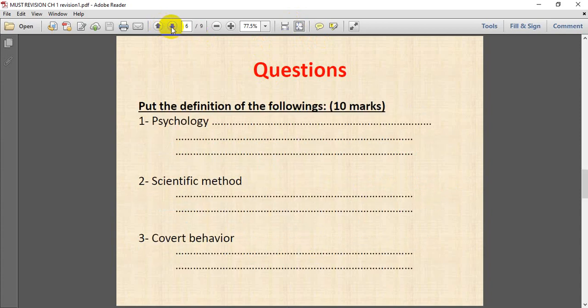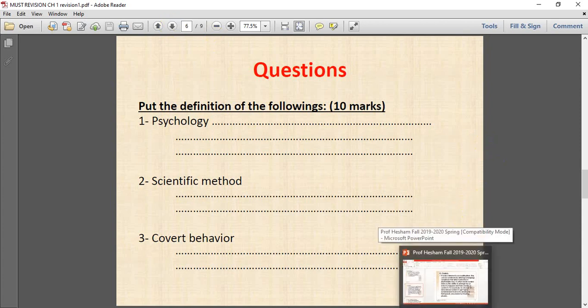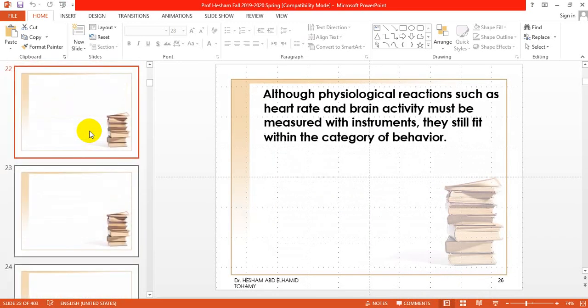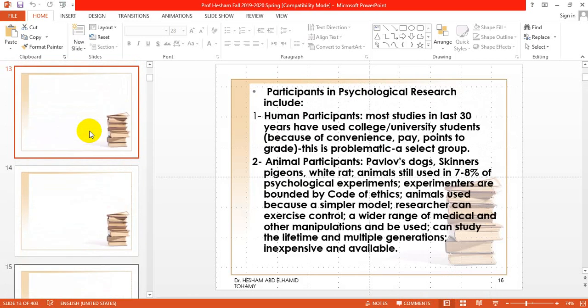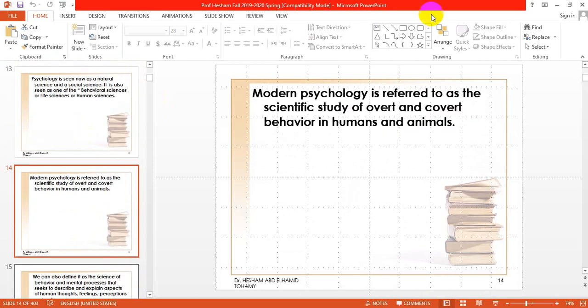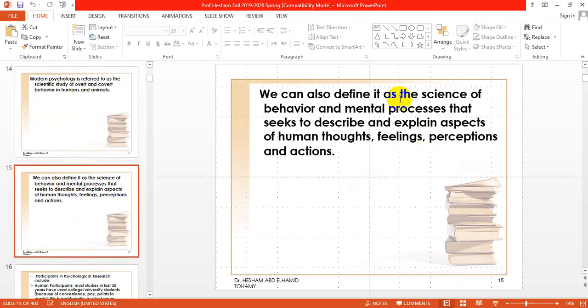Now, definitions. Who can define psychology? Check these slides to be able to define psychology. Slide number 1, the first definition: Psychology is referred to as the scientific study of overt and covert behavior in humans and animals. And the second slide: psychology can be defined as the science of behavior and the mental process that seeks to describe and explain aspects of human thoughts, feelings, perception, and action.